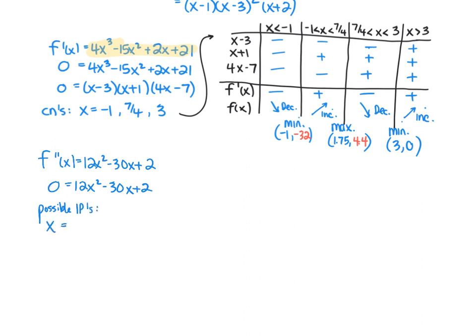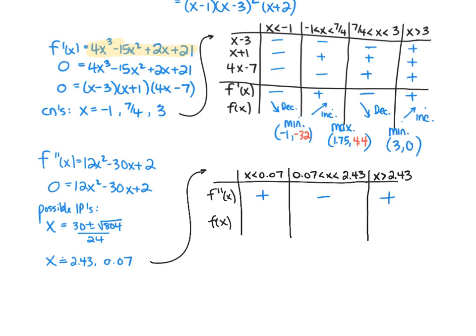And this one doesn't factor, so go ahead, use the quadratic formula and get some decimals. Okay, so when I did that, I got approximately 2.43 and 0.07. And again, we're graphing, so these are very approximate. These are our possible inflection points. Let's go ahead and make an interval table with that.